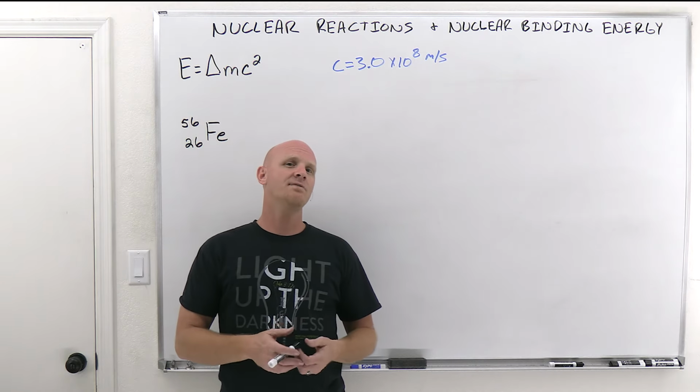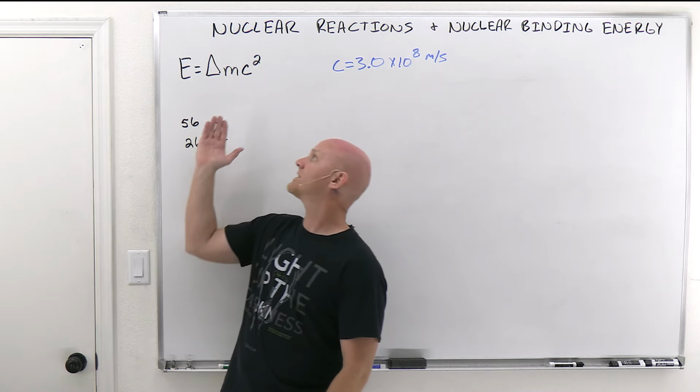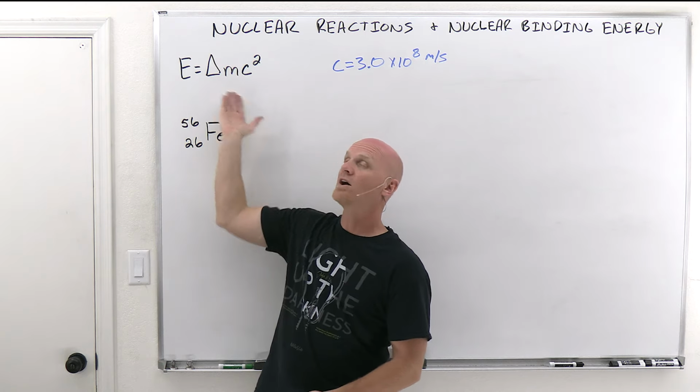Now, this nuclear binding energy oftentimes involves a calculation, and we're going to once again involve E equals mc squared, or in this case, E equals delta m c squared.